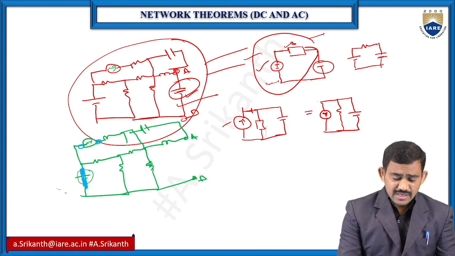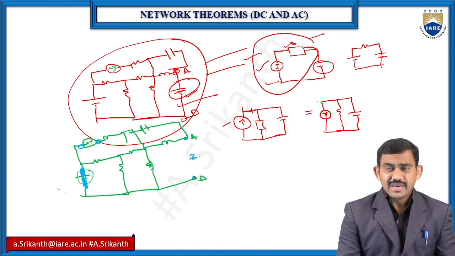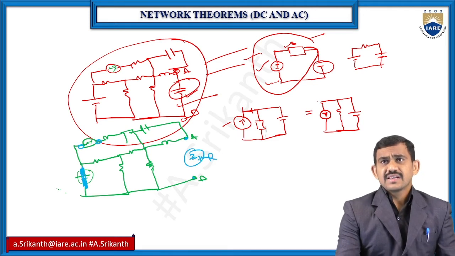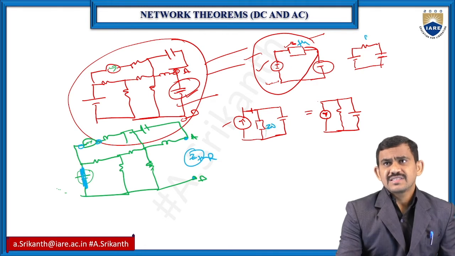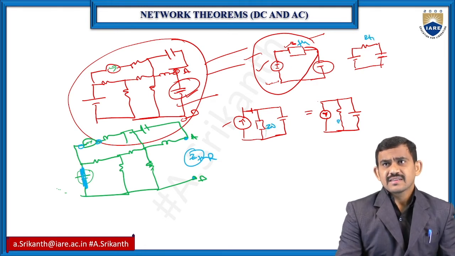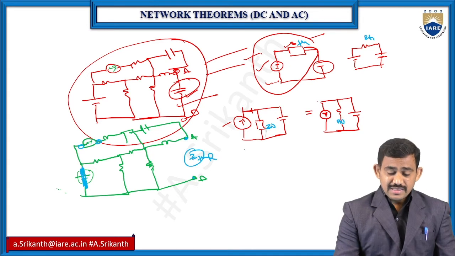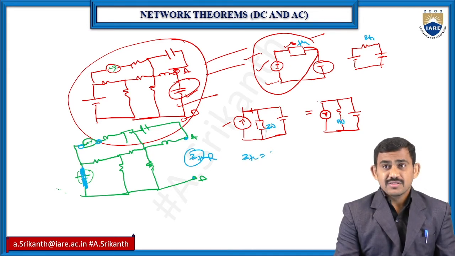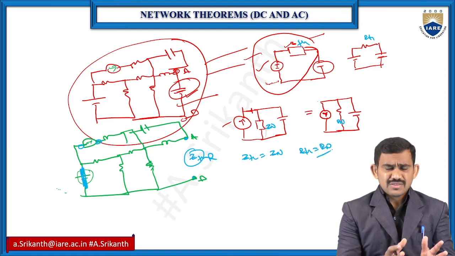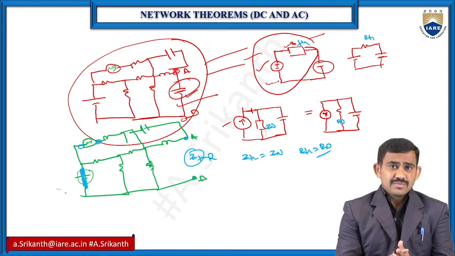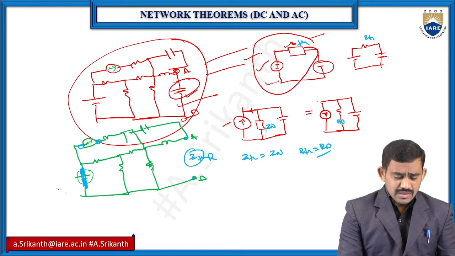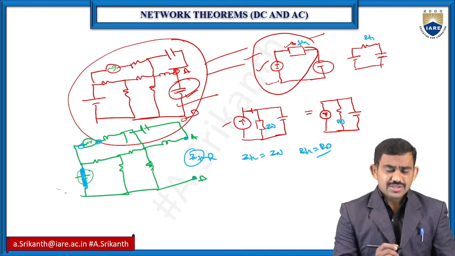So I need to find out the equivalent value, that is the impedance Z for AC. For DC you have the resistor. So this is ZTH and this is your ZN, and this is RTH and this is your RN. So ZTH is equal to ZN, RTH is equal to RN. Actually both the procedure and the values are common. There is no change. The current source is open circuit, the voltage source is short circuit, then find out the equivalent value.